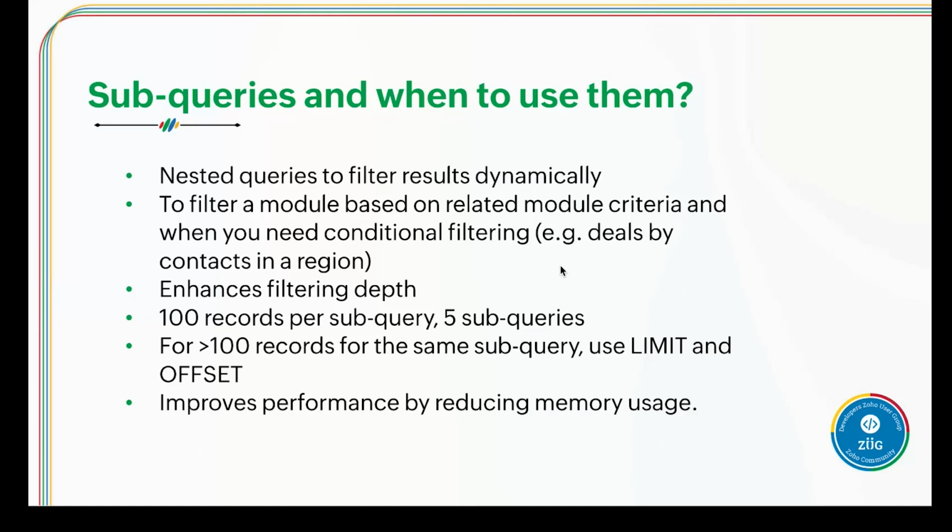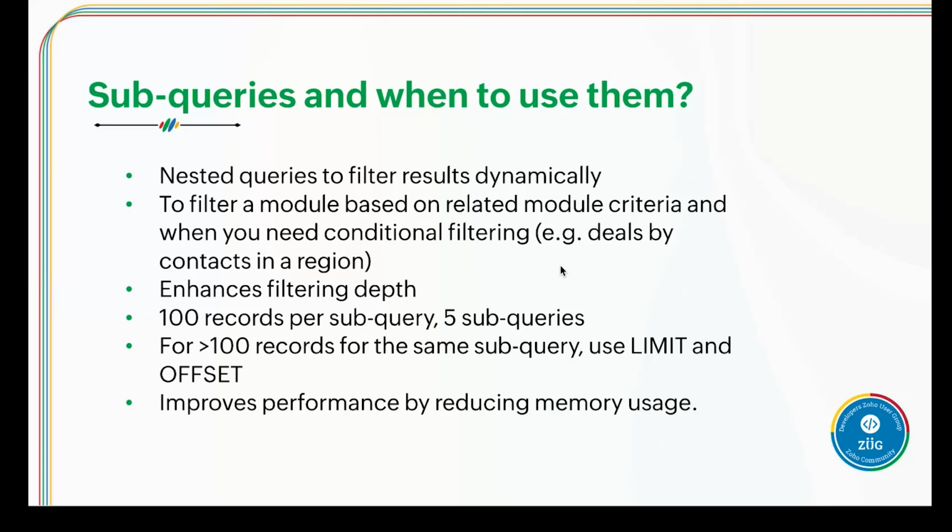And you can also use subqueries when you want to filter a module based on the criteria applied on the related module. So in the use case that I just said, contacts, accounts, and vendors, you are applying the criteria on vendors, which is a cross module in the accounts, and accounts is another related module in contacts. So you're applying the criteria in vendors, and then you're trying to fetch the records that match the condition. So because you're using nested queries, it enhances the filtering depth. So when you have a lot of conditions to apply, when you want to filter dynamically, then you can use subqueries. So each query can have up to 5 subqueries, and each subquery can fetch up to 100 records.